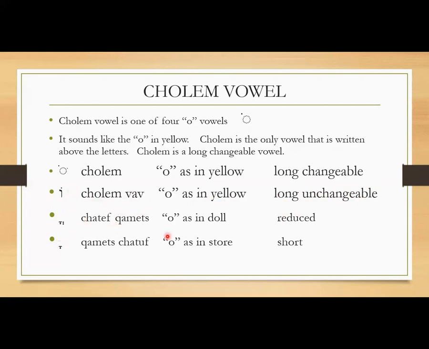Chatef kametz is O as in doll. I have a doll. Now listen to that. It's reduced. Doll. It's not yellow. Yellow. And then the kametz hatuf. This is the one, it is O as in store. And that is short.